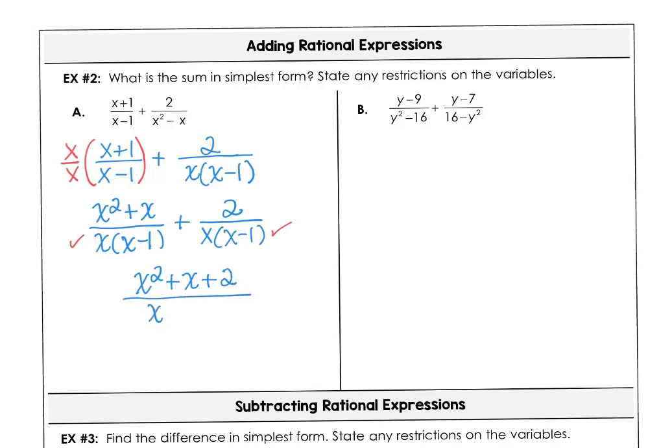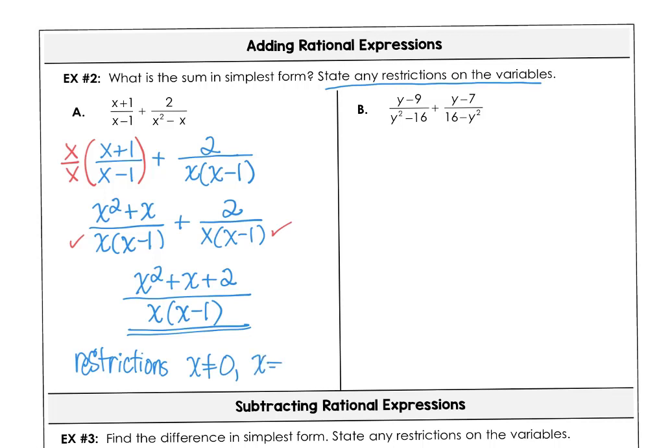So we have x times x minus 1 in the denominator, and they're asking us to state any restrictions on the variables. So you can tell from the beginning that our restrictions are going to be at positive 1 and at 0. So x cannot be 0 and x cannot be positive 1. So we've got those two restrictions.